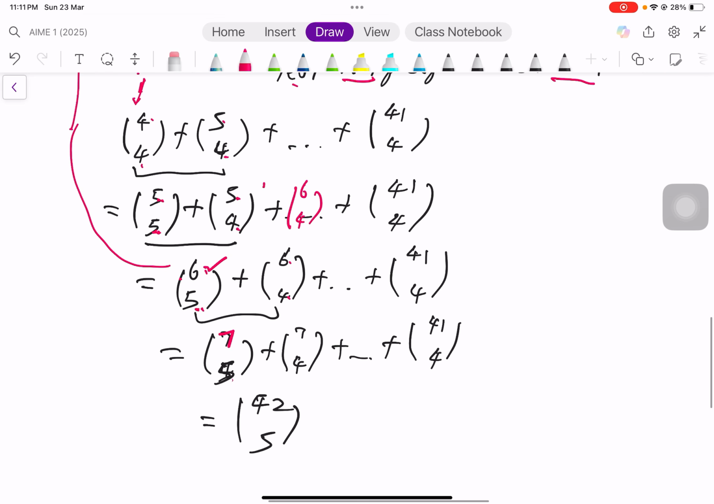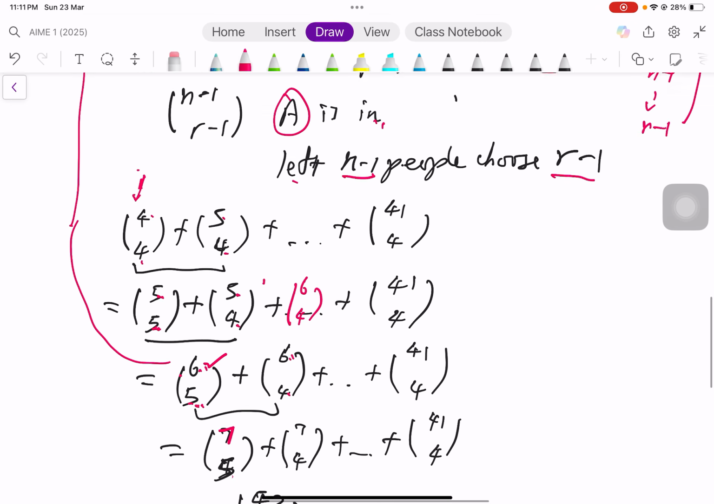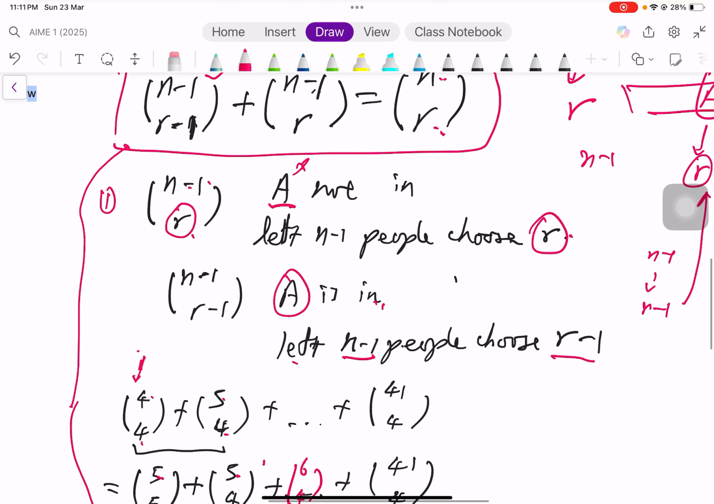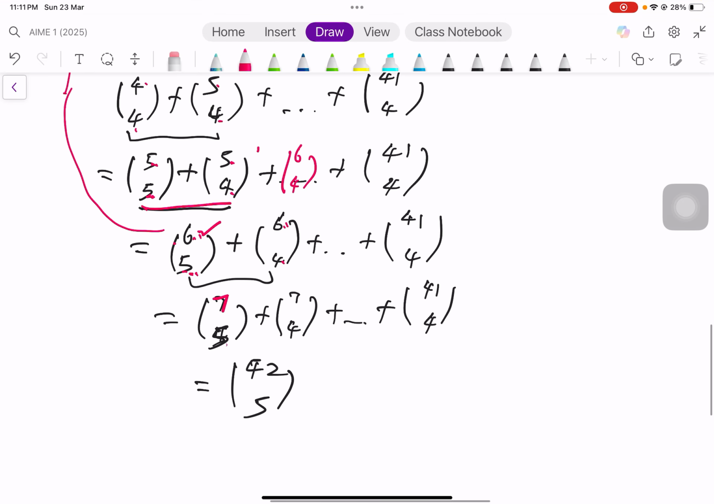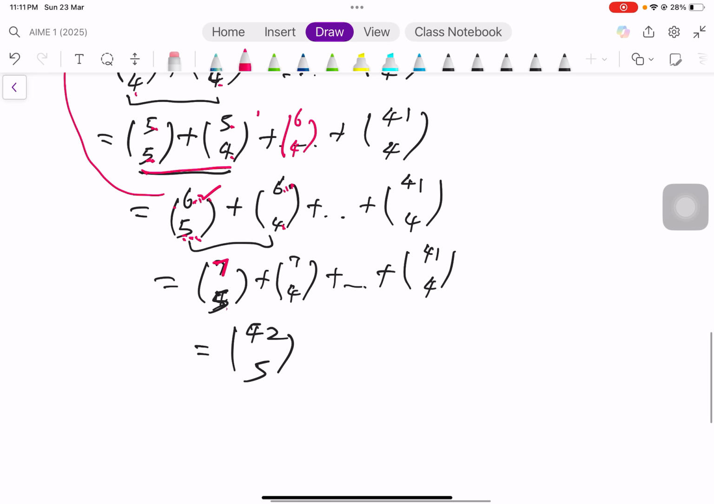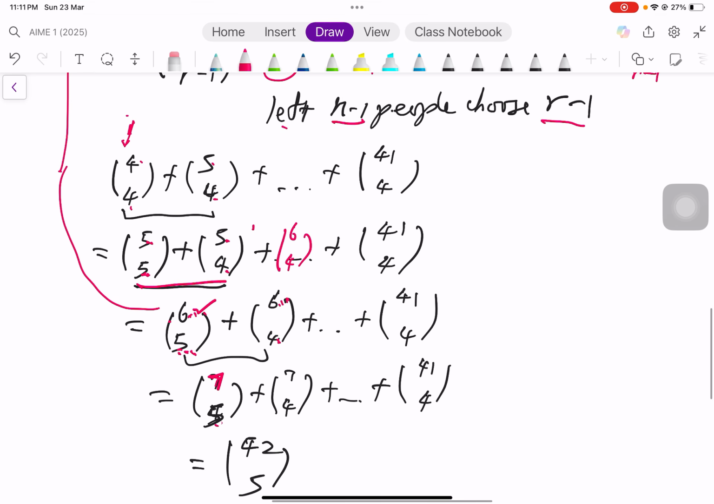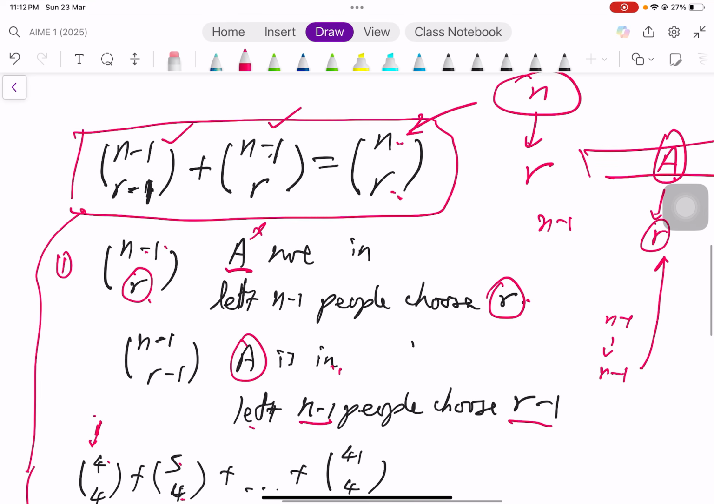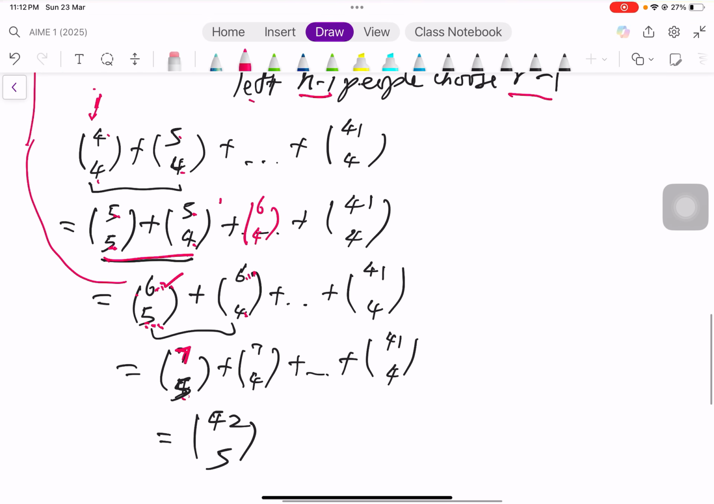Sorry, let me look at this part again. This one here will give you 6C5, right? Therefore, 6C5 plus 6C4 will give you 7C5. Then you continue this process, and you will get 42C5.